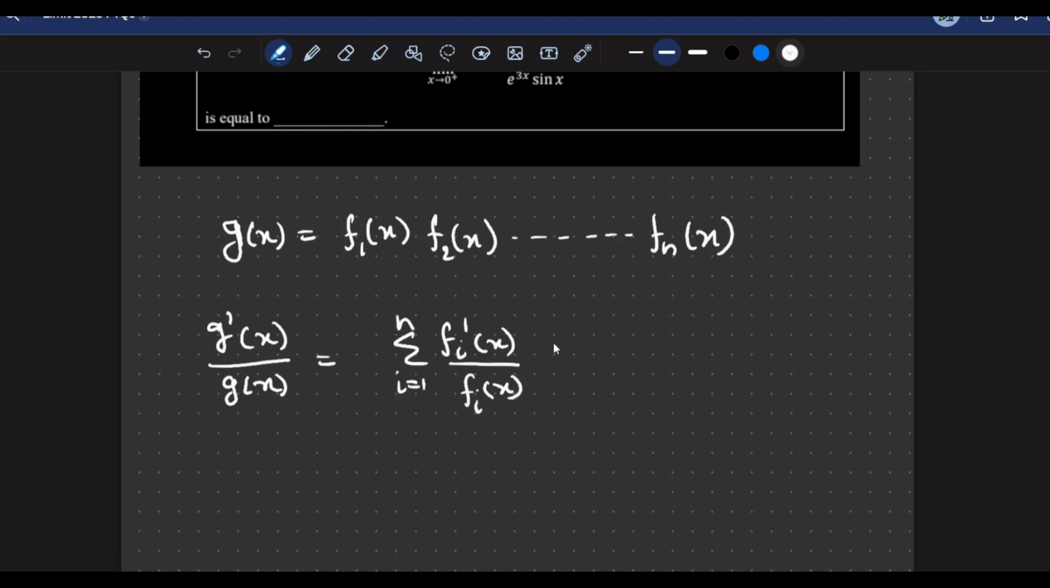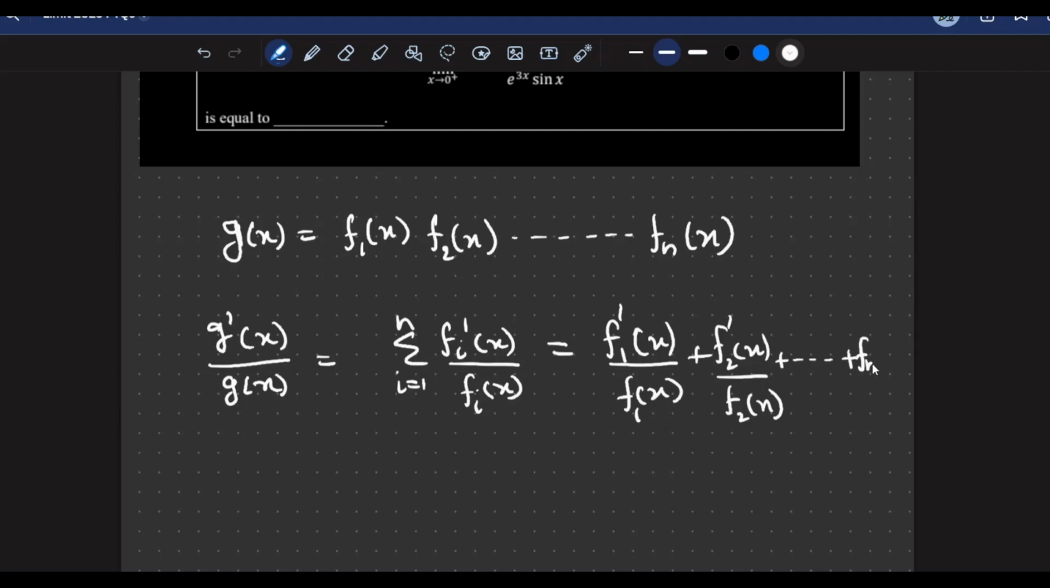No need to be scared of the summation. I'll write it in an expanded form: f1 dash x by f1(x) plus f2 dash x by f2(x) and so on up to fn dash x by fn(x), right? So this thought crosses my mind whenever I see several functions getting multiplied. So now let us proceed on to the problem.